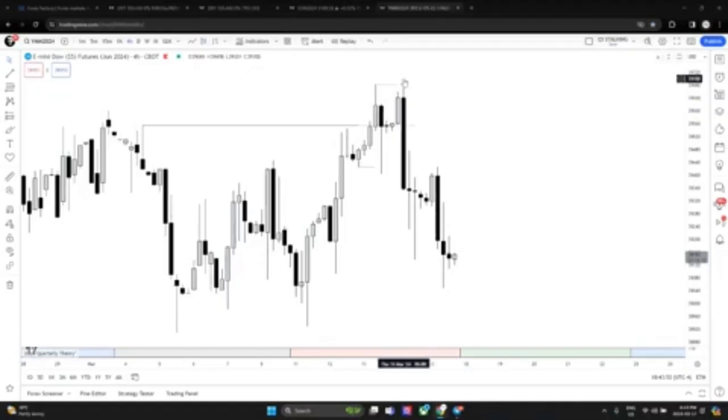You know how many setups are in this candle alone? A lot. This is not a small move. This is a big move.